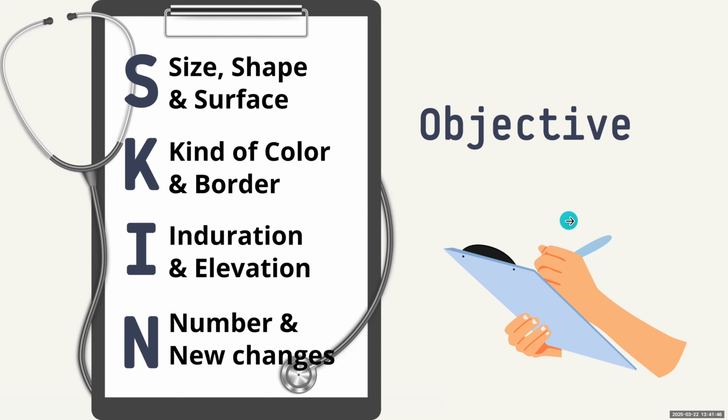So now you're seeing the rash. The S is for size, shape, and surface. So take out your ruler. It would be useful if you carry those retractable rulers. We usually carry them in our pockets. It's very useful. So what's the size? Measure it. What's the shape? And touch it. What's the surface feeling like? Is it rough? Is it smooth? Is it scaly?